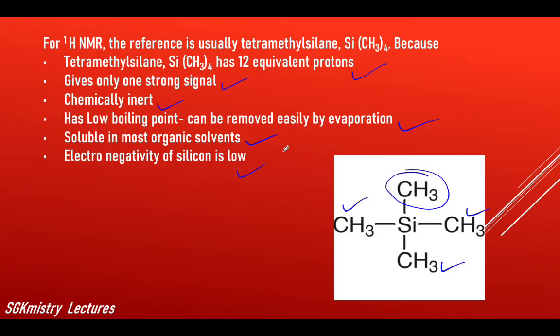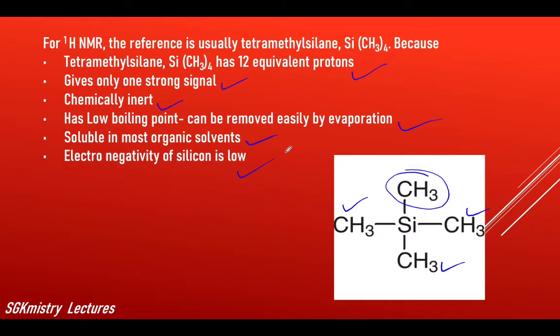The next point is that the electronegativity of silicon is low. So we know that whenever the electronegativity is high, the electronegative atom will pull the electrons towards itself. But here the silicon has low electronegativity. So if electronegativity is low, then what happens?